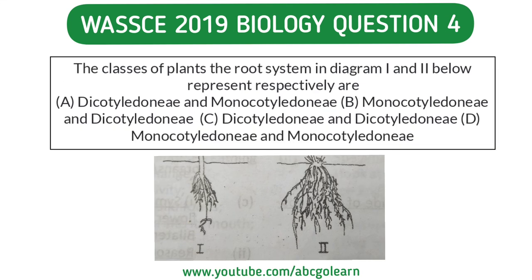Question number 4 of JAMB 2019 biology question. The classes of plants the root system in diagram I and II below represents respectively are: A. dicotyledon and monocotyledon, B. monocotyledon and dicotyledon, C. dicotyledon and dicotyledon, D. monocotyledon and monocotyledon.